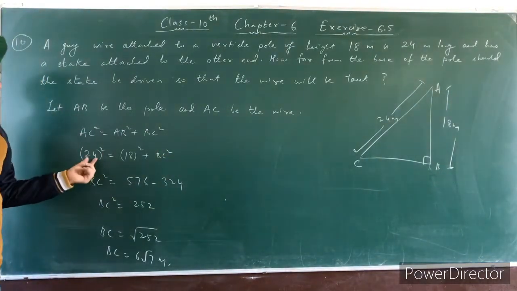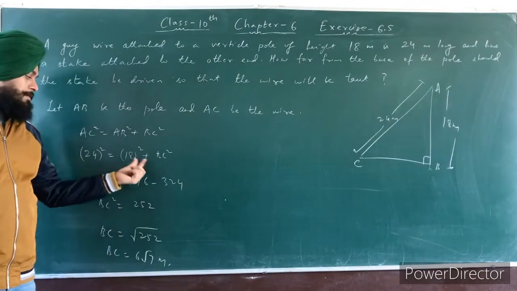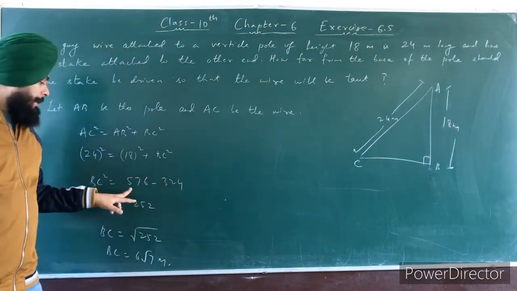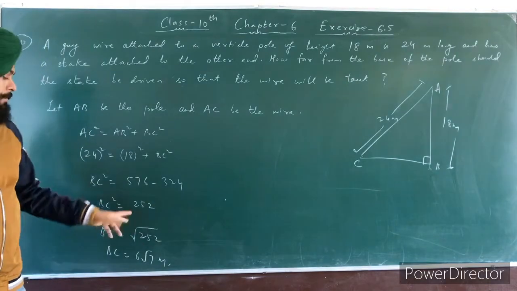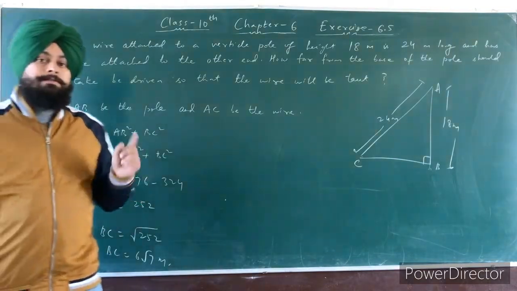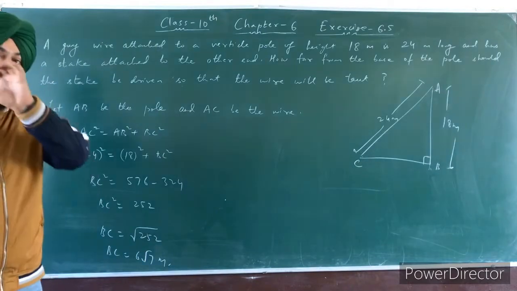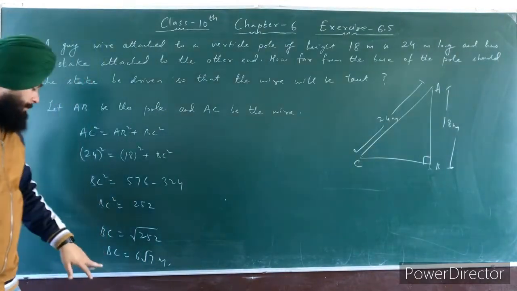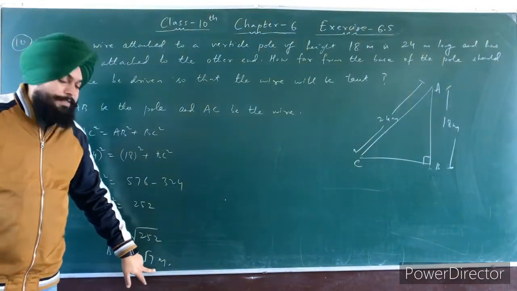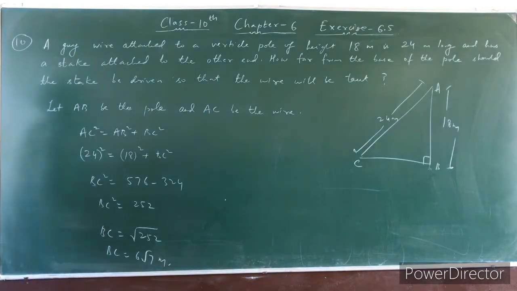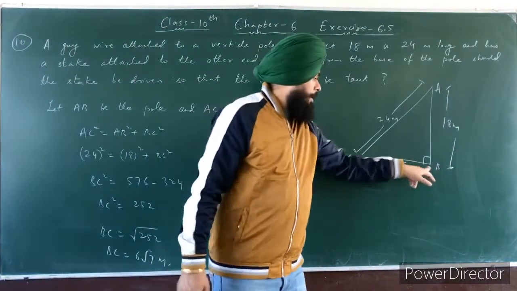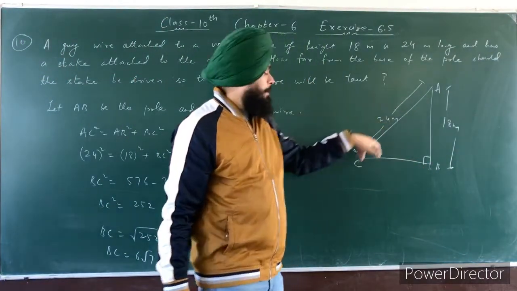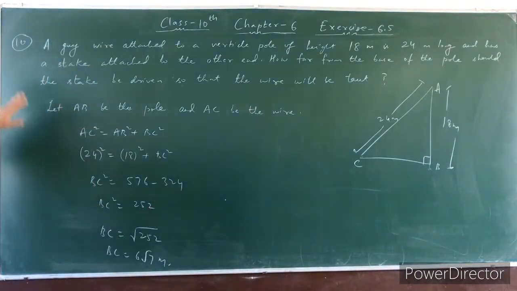So BC square is equal to 24 square, 576, minus 18 square, 324. So 576 minus 324 is 252. But 252 is not a perfect square, so you have to find its prime factors and the factors which come in pair. So you have to write here BC is equal to 6 root 7 meter. Alright, student. So BC is the distance between the pole and the stake where wire will be taut. Clear? This is your question number 10.